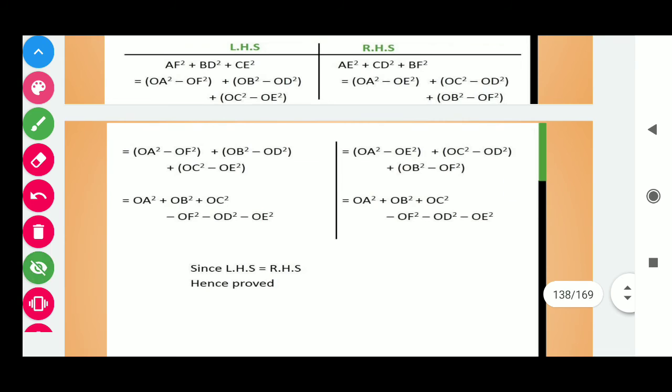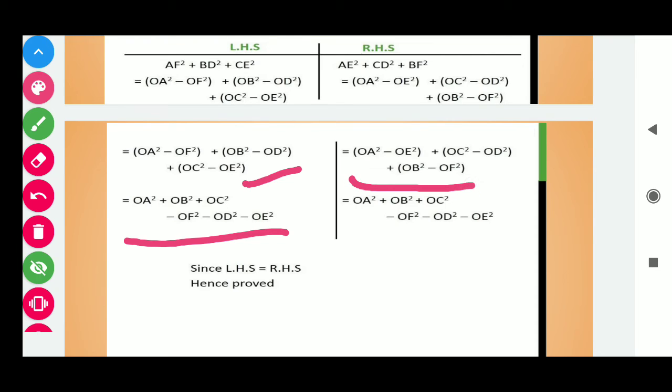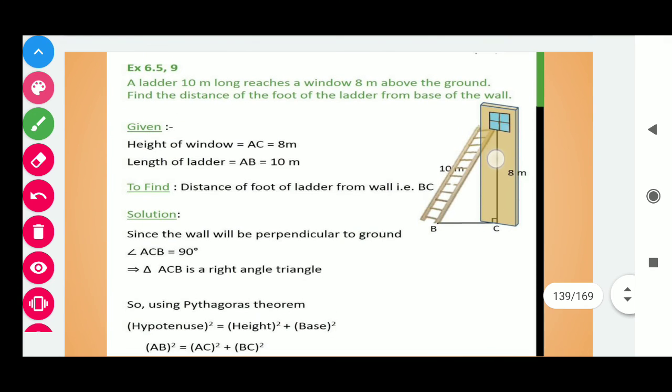We will solve both the sides. OA square minus OF square plus OB square minus OD square plus OC square minus OE square. And here OA square minus OE square plus OC square minus OD square plus OB square minus OF square. In this way you can observe that left hand side is equal to right hand side. Hence proved. Next question is 9. This is a very easy question.